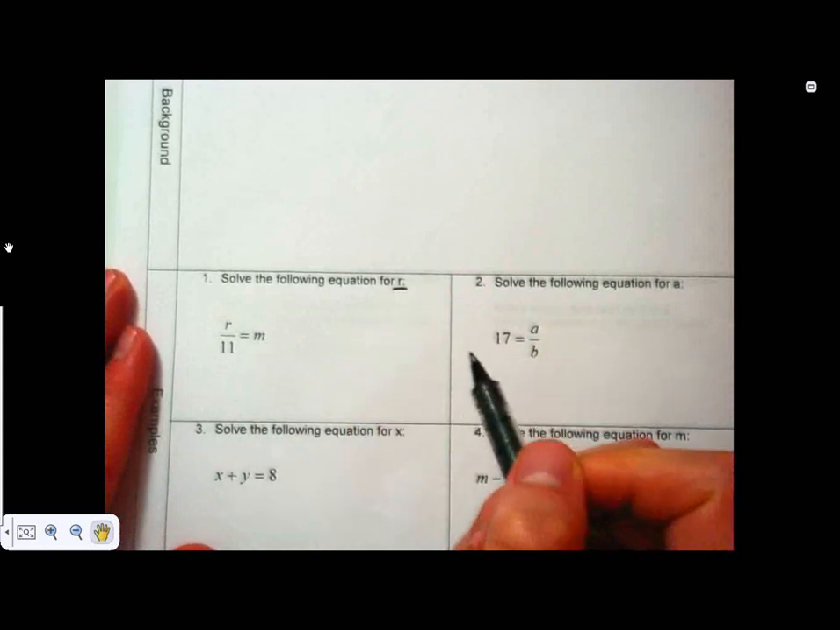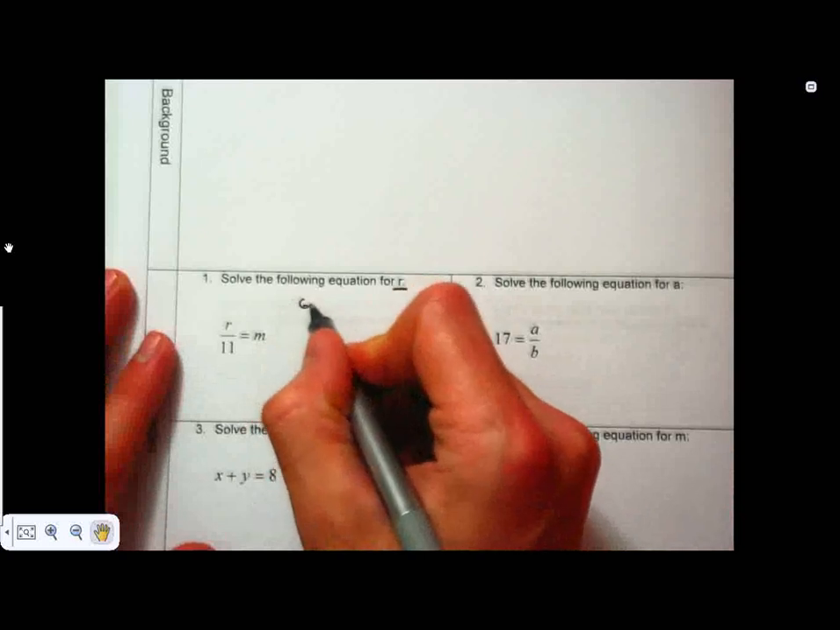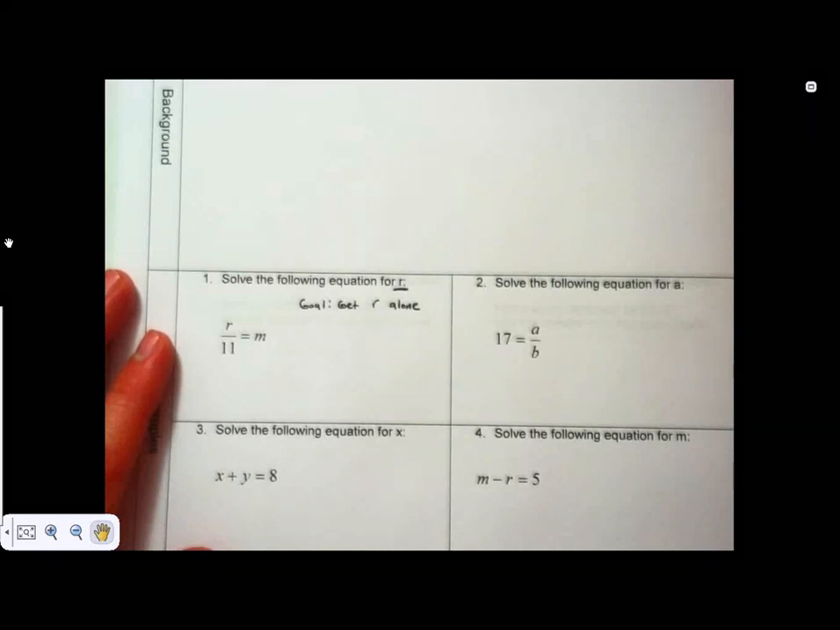So the first thing to note in number one is what we're actually trying to solve for. Notice in this equation we're trying to solve for r. So our goal then is to get r alone. If you haven't watched any of my videos yet on solving linear equations, it'd be best to go back and take a look at those first, because we'll be following a similar strategy when solving problems in this section. So let's take a look at how we might get r alone.